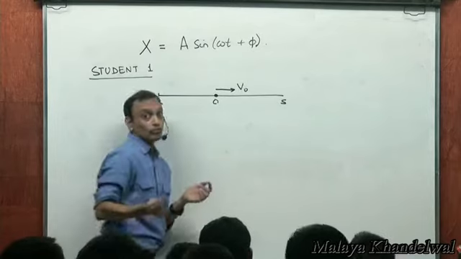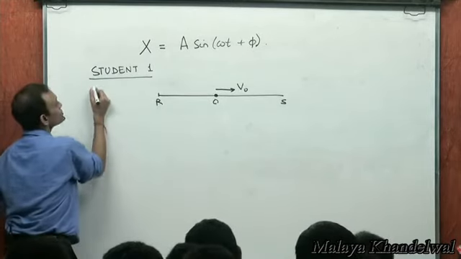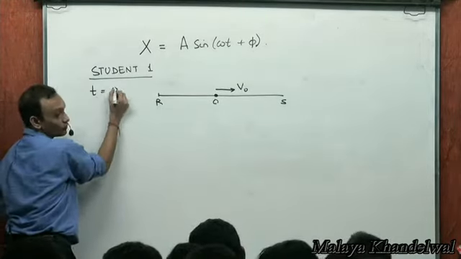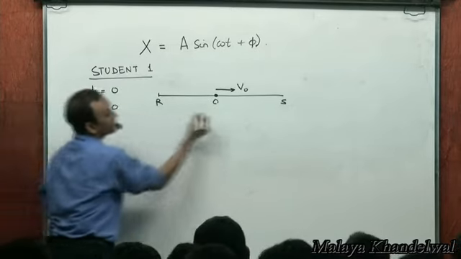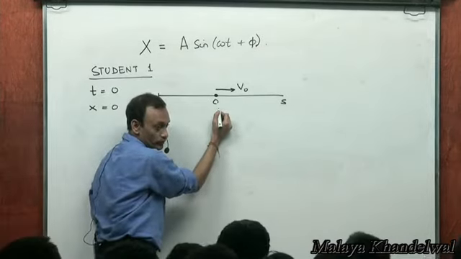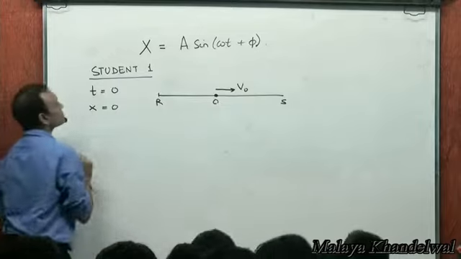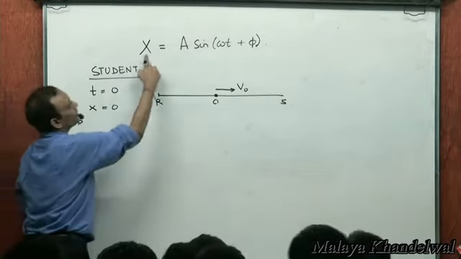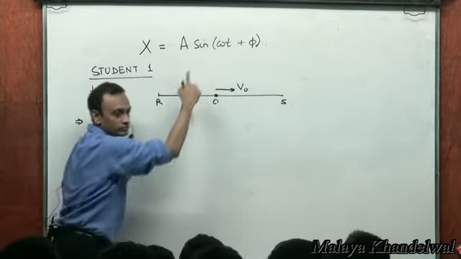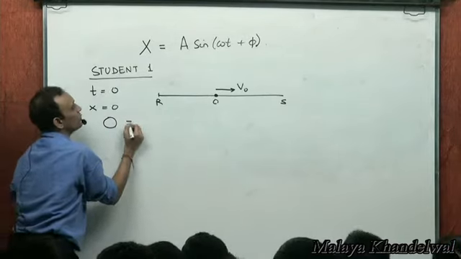So from the point of view of the student, at t equal to 0, x was 0. The particle was at the mean position at t equal to 0. So he says, all right, put x equal to 0 when t is 0.